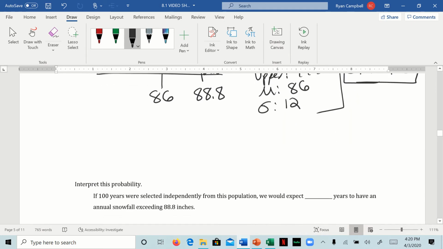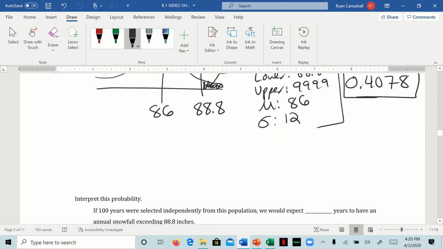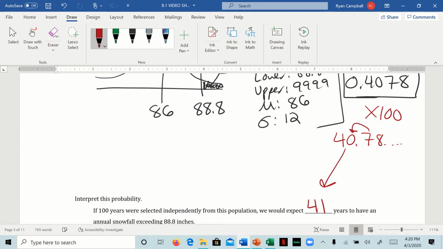So the interpretation of this, right? So if 100 years were selected independently, how many would we expect to exceed 88.8 inches? Well, hopefully you see that it's 41, right? We just take our number, we multiply it by 100. So we get 40.78, and so on, right? That just rounds it up to 41.